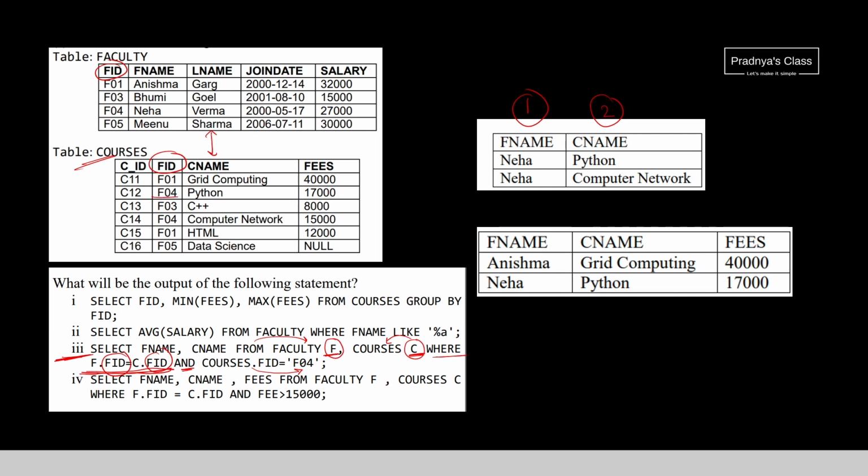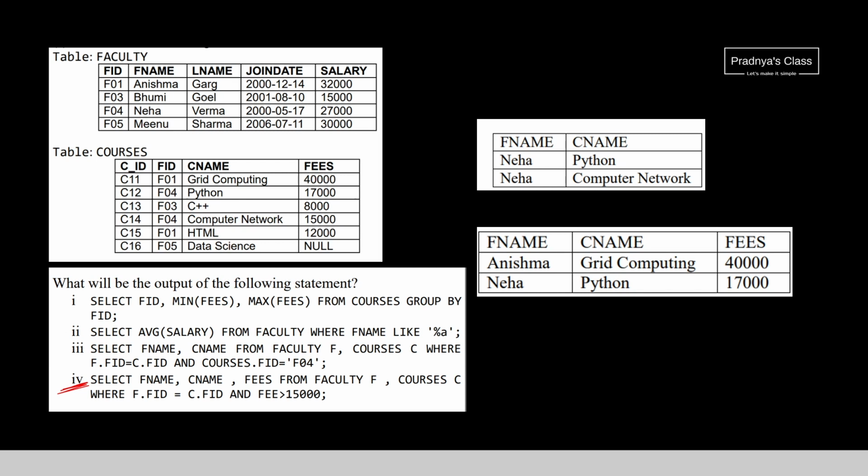There are 2 records with FID F04. For this F04, C name we are getting as Python and computer network. So that we got, but we need F name too. That we will be getting from the faculty table. So faculty name for the F04 is Neha. Neha took 2 courses. Let's erase everything and move ahead to the next query.